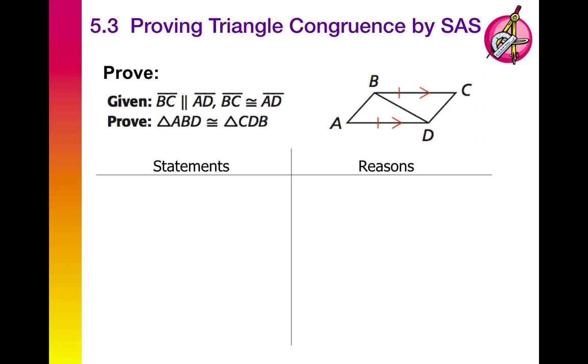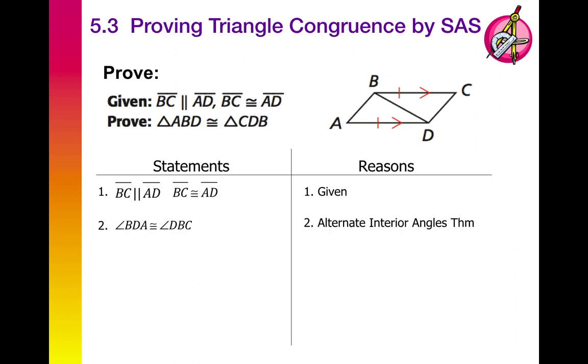Let's prove this. We have ABCD as a figure, and we want to show that these two triangles are congruent. We're given that we have parallel sides and we have congruent sides. So the first thing that we do is we write down everything that's given. Because we have parallel sides, we can use all the different parallel theorems. So the one that I like to use, the alternate interior angles theorem, that shows that BDA, which is this angle here, is congruent to this angle up here.